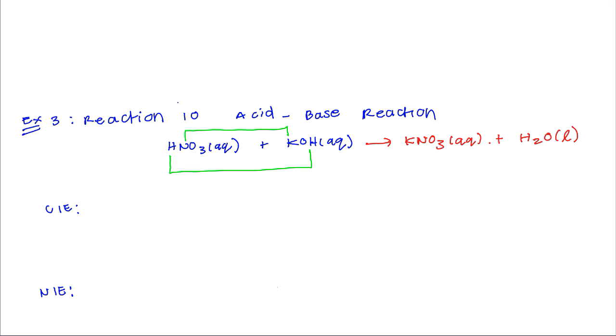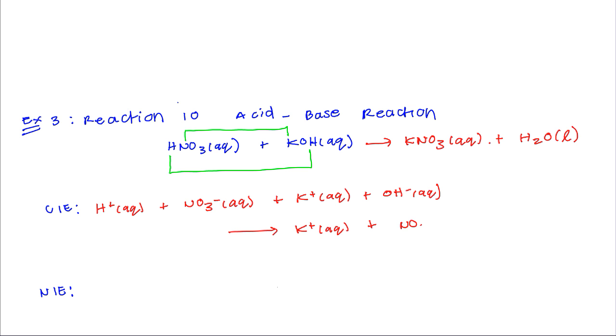Let's write our complete ionic equation. So these are both aqueous. We need to break them apart into ions. We have H plus aqueous plus NO3 minus aqueous plus potassium ion and hydroxide ion. And our products that we're forming are, this is aqueous, so we need to split this up. We have potassium ion and nitrate ion.